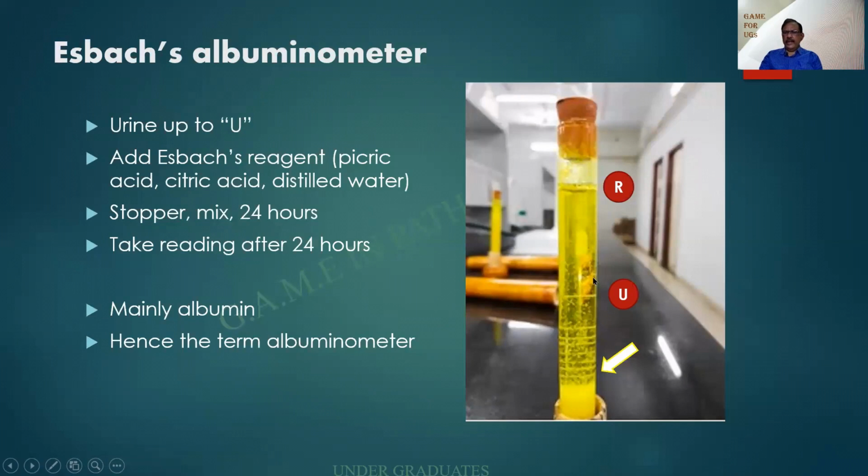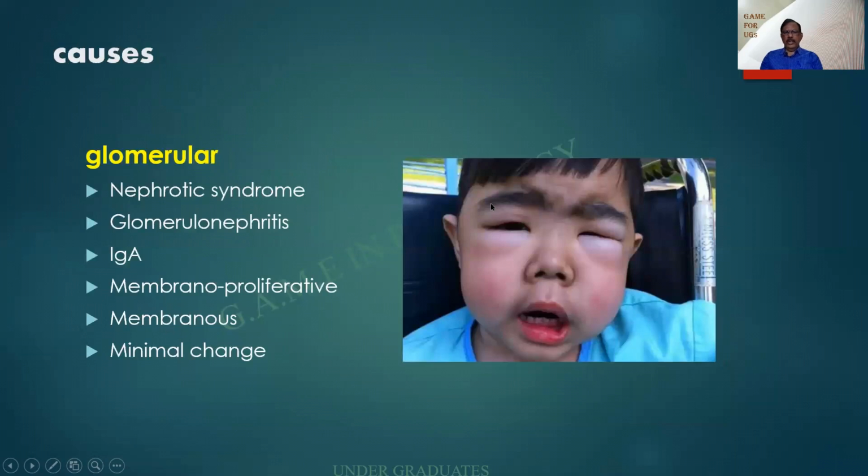Then the S-Bax reagent is added. It is inverted and then the rubber cork is fixed. It is placed in a stable position for a period of 24 hours. After that, you find that the precipitate gets settled down and I can make a reading. This is called the S-Bax albuminometer. And why is it yellow in color? Because it contains picric acid. It is called albuminometer mainly because it measures albumin.